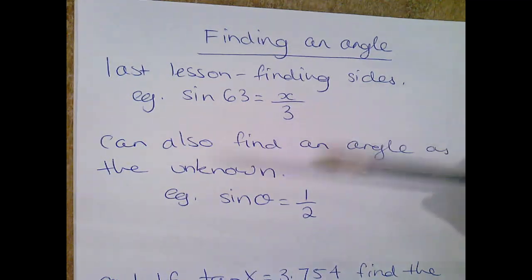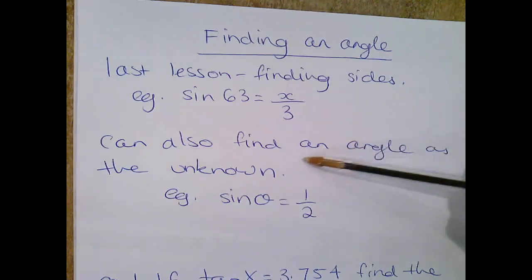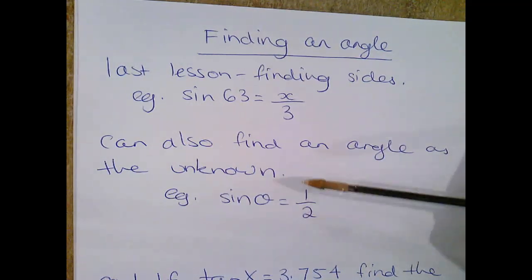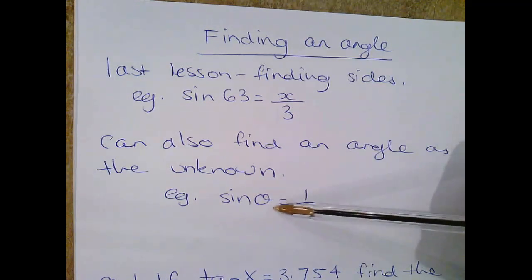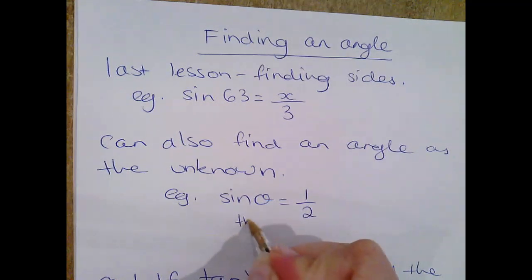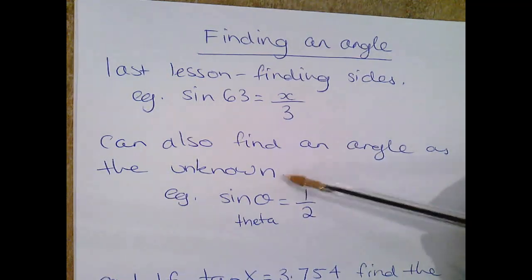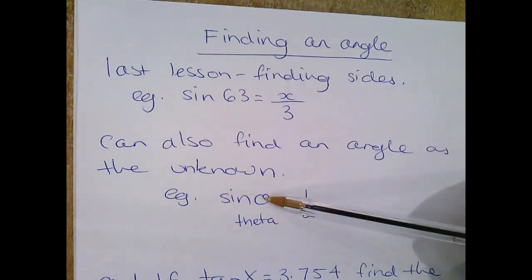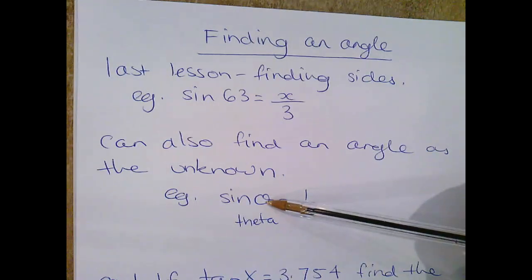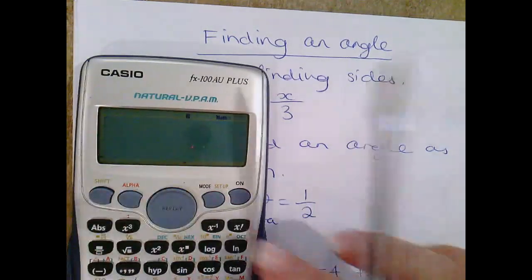Now we can also use trigonometry to find an angle as the unknown. So in this example here, we've got sine of something. Now this is called theta, pronounced theta, Greek letter. And then we've got a known number here. We can actually use our calculator to work out what that unknown thing would be in there. Think of that as like x or y or something that we need to find. And we can do that using our calculators.